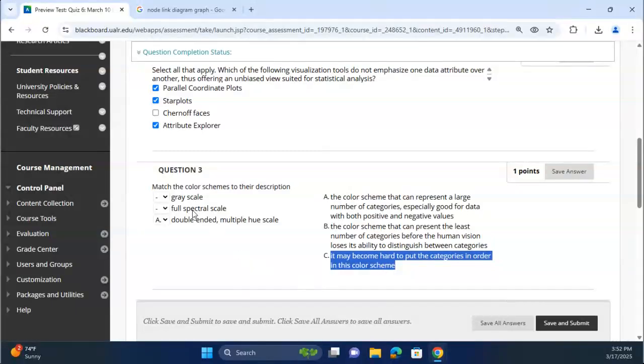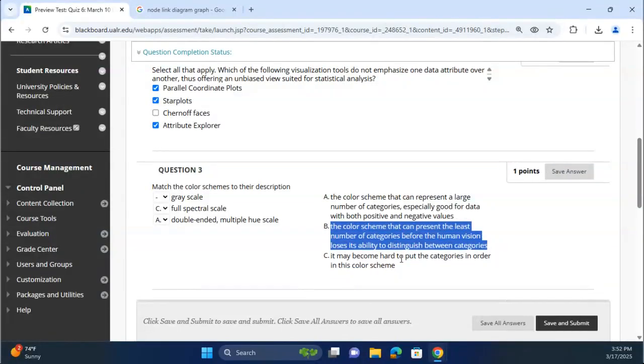Also, full spectral scale means red, green, blue, yellow. Is red before blue? Is yellow between green? And so for the full spectral scale, it's not easy to put categories. You're not able to put an order to the colors. It's easier on the grayscale. So I would select C for this because that tells me. And then B makes sense as well.